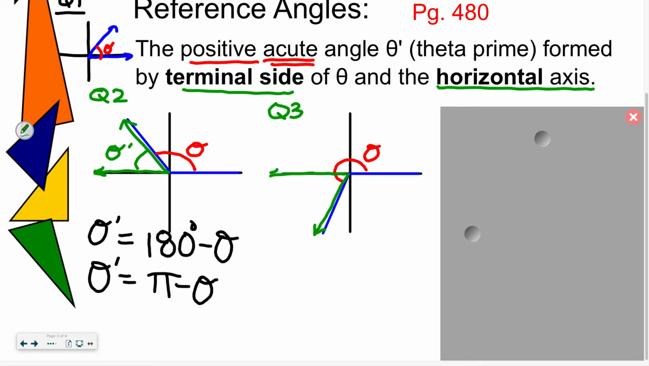Okay. So my reference angle in quadrant 3 is this angle right here, which again, think about yesterday's homework. If you had a point given to you in quadrant 3, you would draw this triangle back to the horizontal axis.